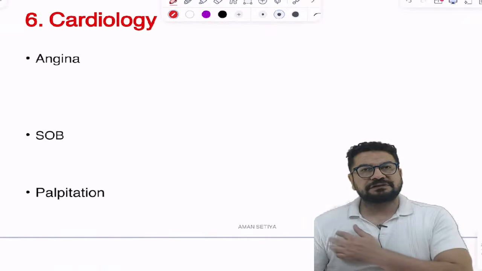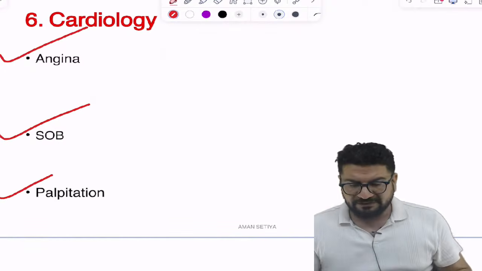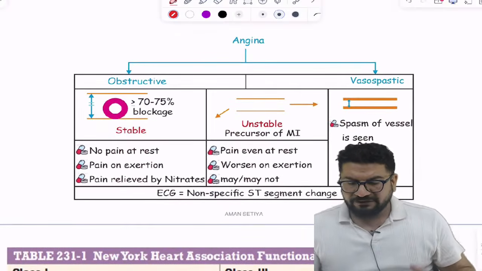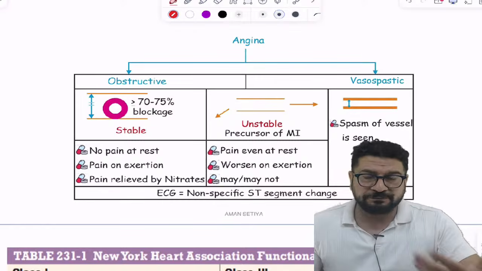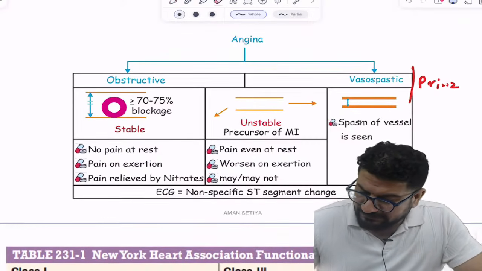Okay, now understand. They ask you in cardiology 3 common symptoms: angina means chest pain, shortness of breath, palpitation. So these are 3 common symptoms in cardiology. Now when they ask you angina, we have obstructive angina, we have vasospastic angina, also called as Prinzmetal angina. We also call this as Prinzmetal angina.